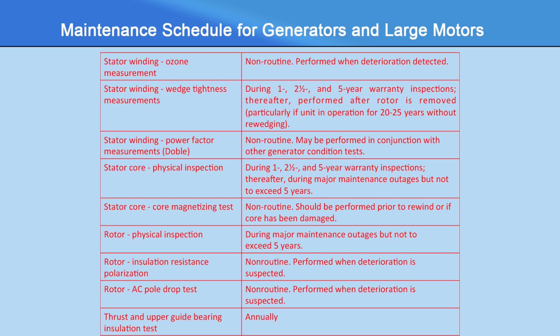Next test on rotor is insulation resistance polarization index. This is again a non-routine test which is performed when deterioration is suspected. Next test on rotor is AC pole drop test. Again, it is also a non-routine test which is performed when deterioration is suspected. And last is the thrust and upper guide bearing insulation test. This test is performed annually.